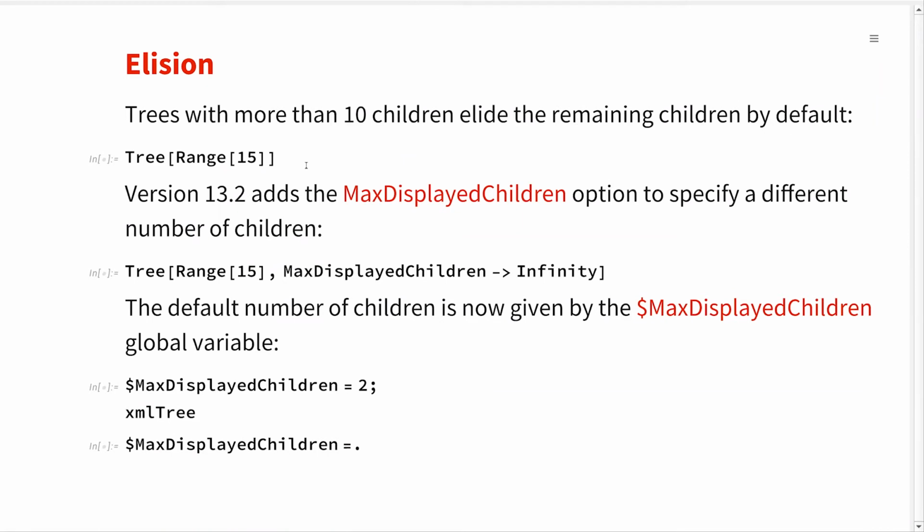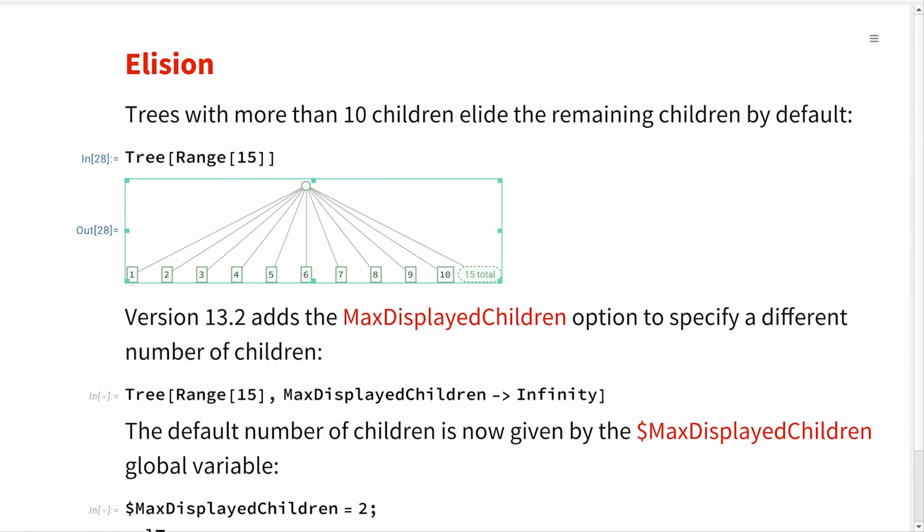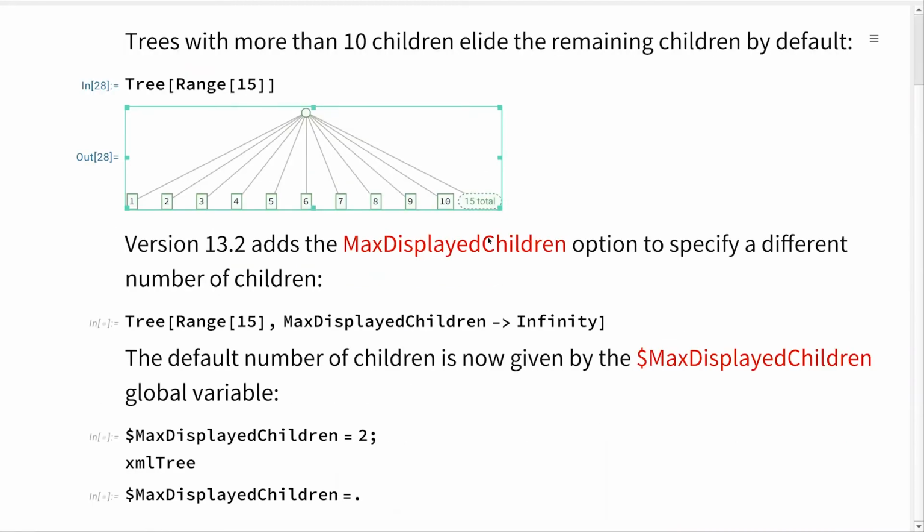Moving on to elision, sometimes trees can have many nodes. So one of the ways that we are improving this is by limiting the number of children that are displayed at a node by default. So here's a tree that has 15 children, and by default, only the first 10 will be displayed. So if we evaluate this, we can see what that looks like. So we see the first 10 children, and then finally this elision node saying there were 15 total children of that node.